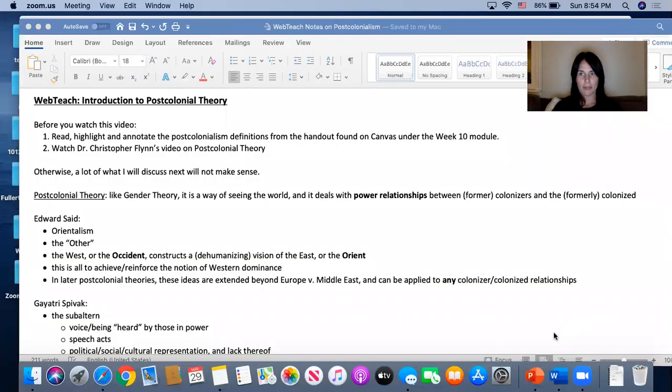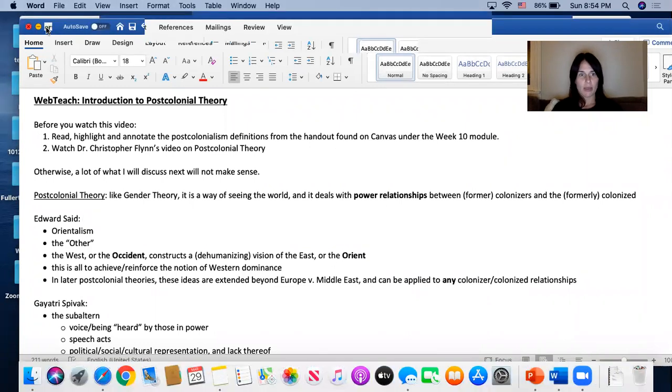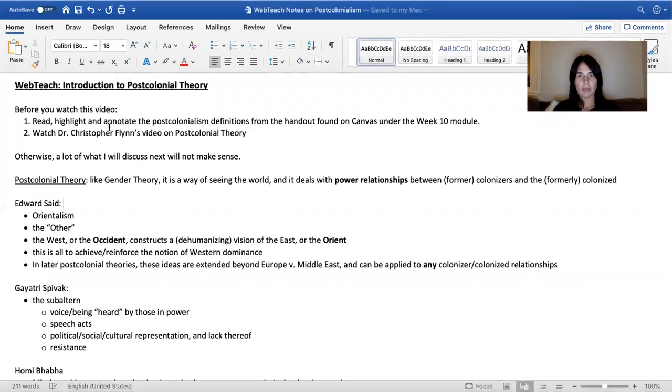So I'm going to go into a share screen, and I'm going to explain what we have going on here in terms of the WebTeach, so that this makes a little bit more sense to you. I already went over 1 and 2, so just keep that in mind, right? Read the handout first, and then watch the Flynn video, and then watch this WebTeach. That's going to make the most sense. Otherwise, some of what I talk about is not going to make a lot of sense in this video.